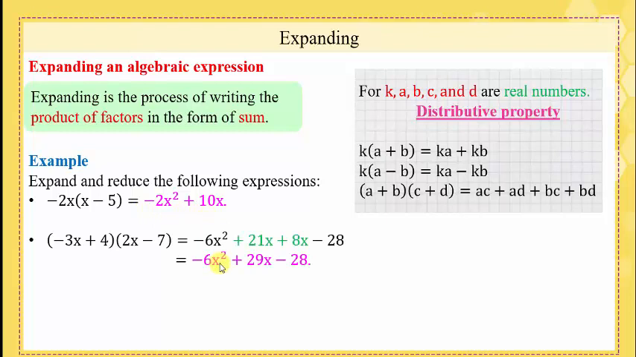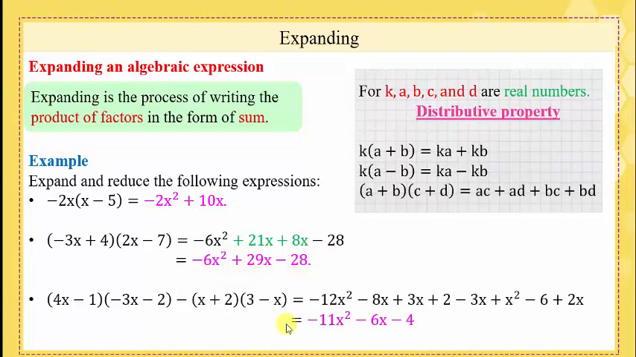plus 10x. Second example, we multiply minus 3x by 2x to get minus 6x squared, and then minus 3x by minus 7 to get plus 21x, plus 4 times 2x to get plus 8x, and then plus 4 times minus 7 to get minus 28. We reduce to have the following answer: minus 6x squared plus 29x minus 28.